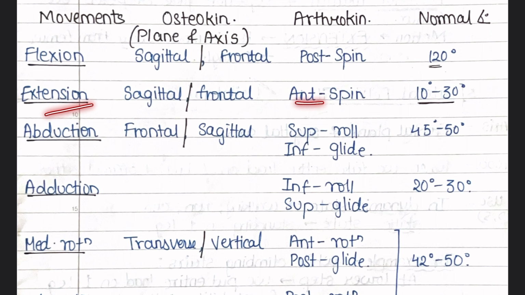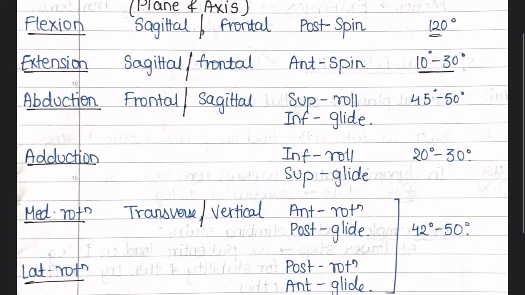Extension, anterior spin. Always remember, in flexion the movement is anterior, so the spin will be posterior. In extension the movement is posterior, so the spin will be in the anterior direction. You can remember this opposite relation easily. Normal angles you can remember.